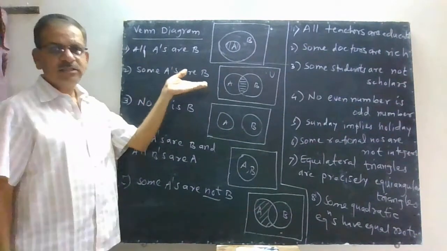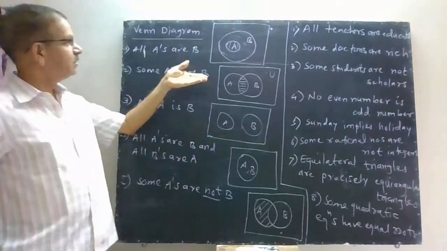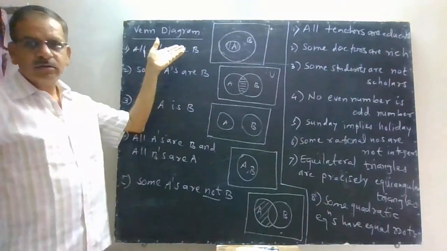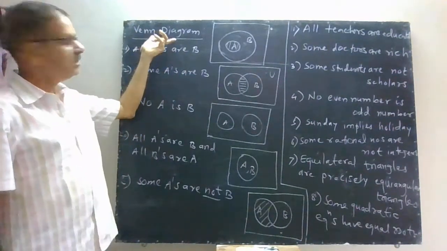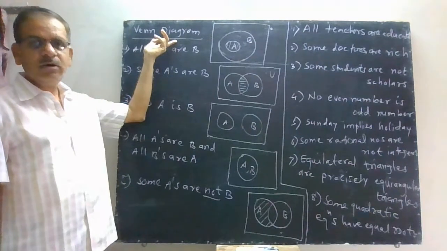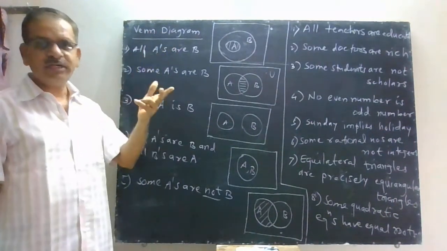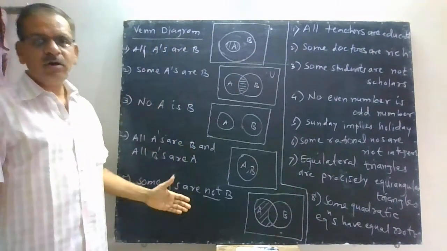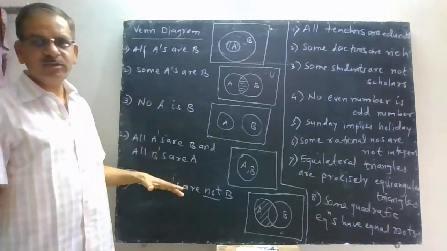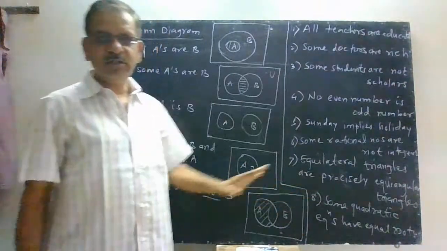Now students, let us see the last part of this logic. Only it is for commerce students. This is the last part, which is called Venn diagram. Now actually it is the relation between two sets. Now see, I have written all possibilities. Let us understand those possibilities first, and then we will solve these examples.